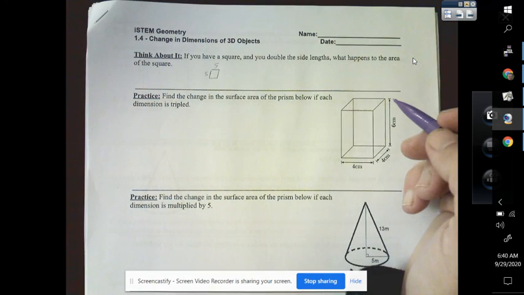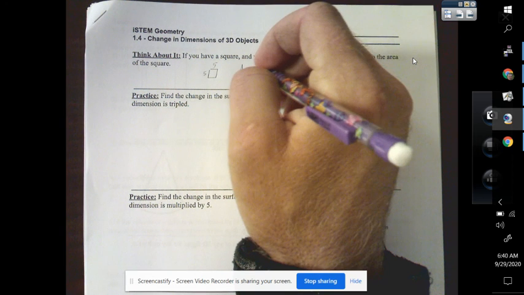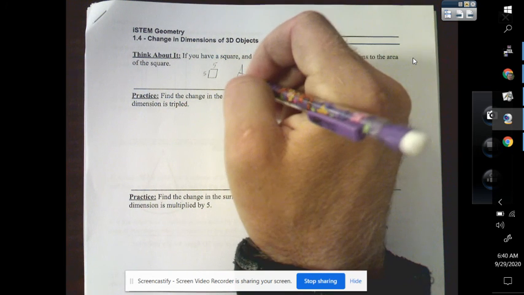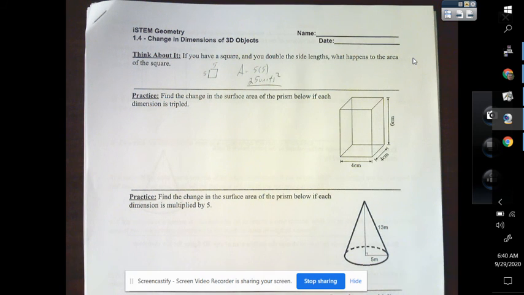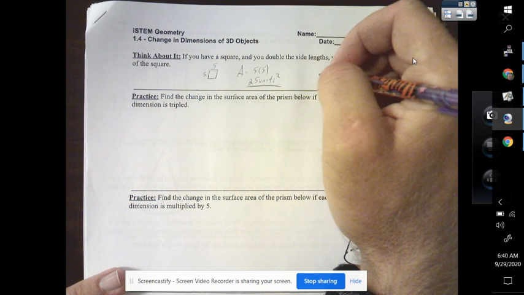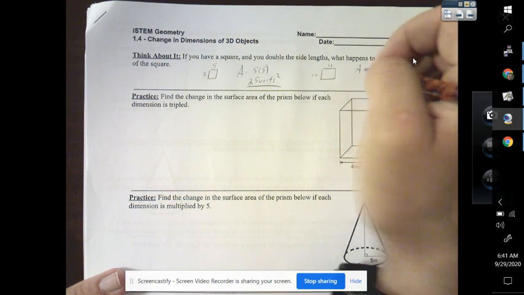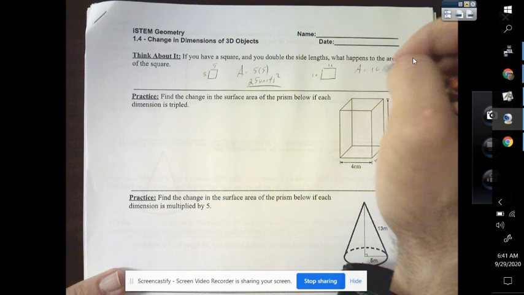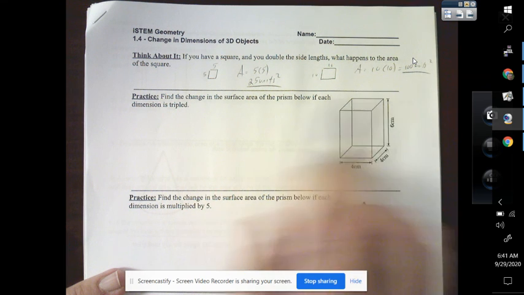If I have a square and it's 5 and 5 for my side lengths, my area would be 5 times 5, or 25 units squared. Easy enough. I think we are all cool with squares. But what happens if I double them? So if I made this square now 10 by 10, 10 times 10, we get 100 units squared. So what's the multiplier here?